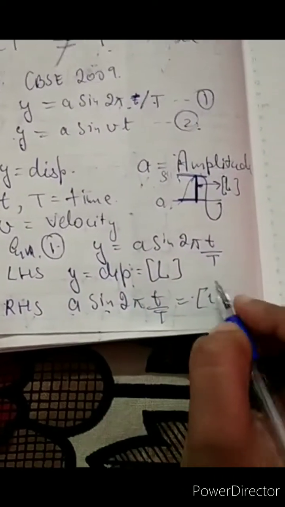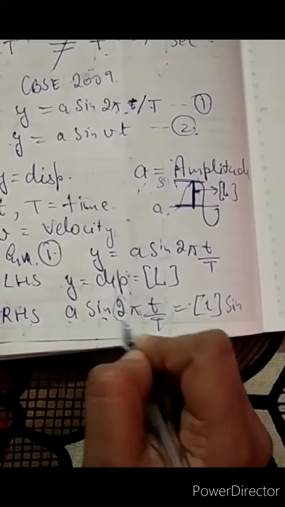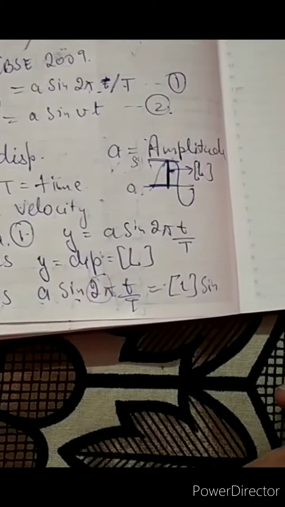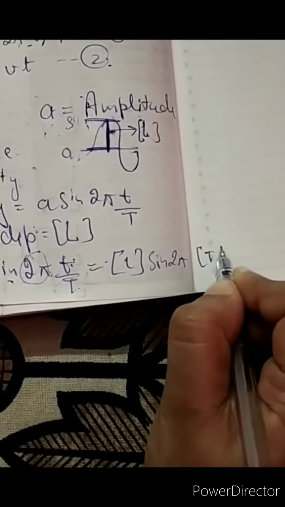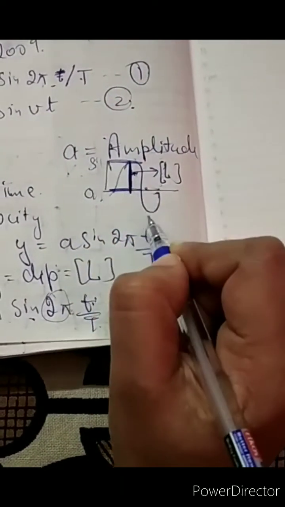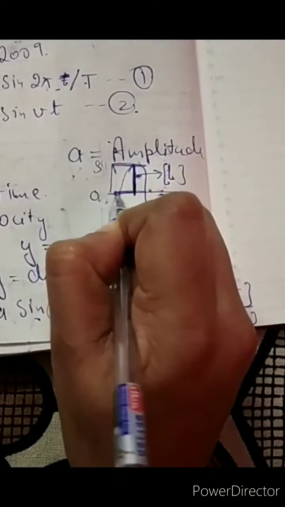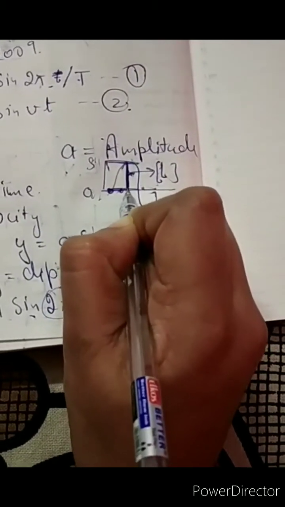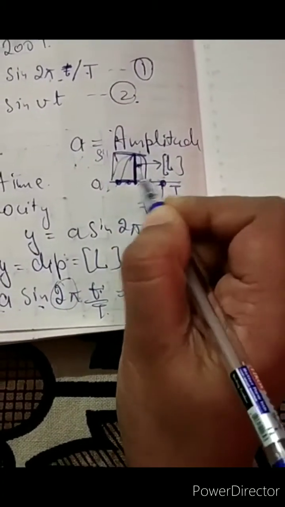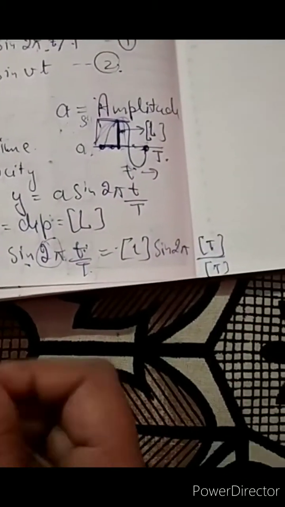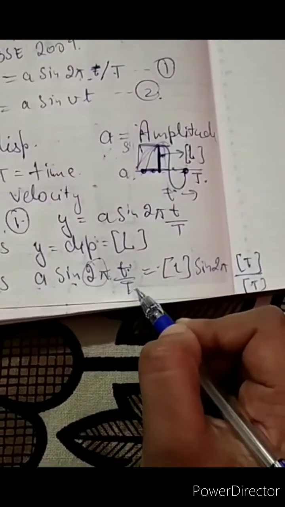Fine. Sine is a function. 2 pi is constant, so it doesn't have any unit or dimension formula. Here is t. So 2 pi t upon T. Small t is time and capital T is also time. Remember, in this graph, this is our t. Small t can be 0, 0.5, anything. Capital T is perfect for one oscillation. One oscillation will give you capital T. Okay, so this is the difference. But since both are time, this is also time and this is also time.